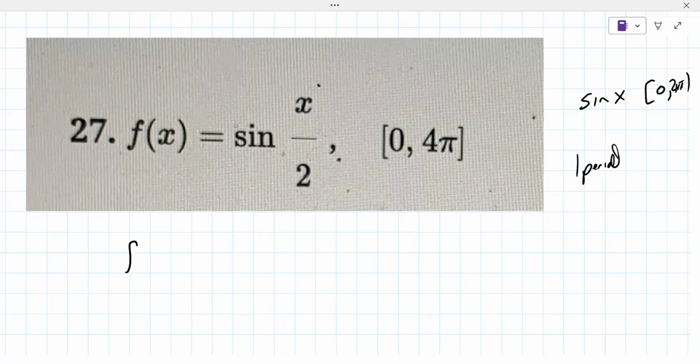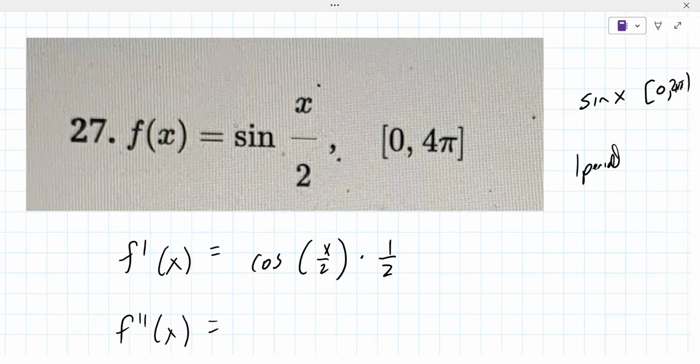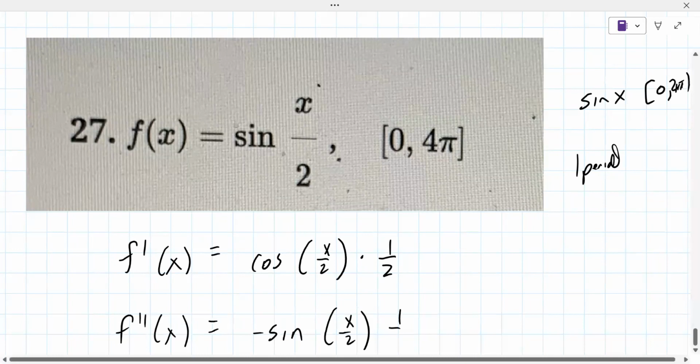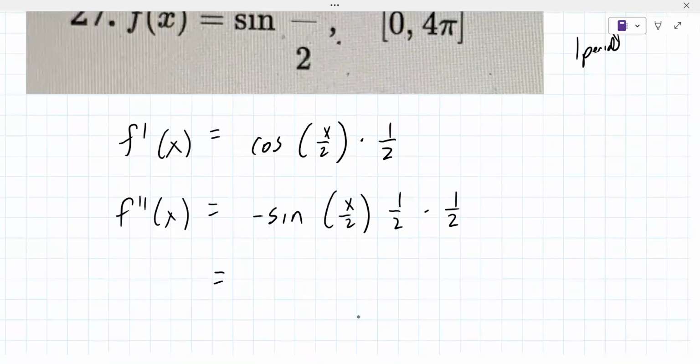But you got to take derivatives. So f prime of x, the derivative of sine is cosine. You keep the inside function, then you multiply by the derivative of the inside function. Second derivative, the derivative of cosine is minus sine. Keep the inside function, and then you multiply by the derivative of the inside function, which again is 1/2. So your simplified form here is -1/4 sine x over 2.